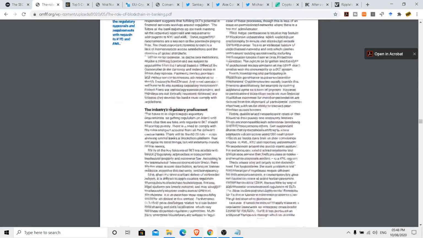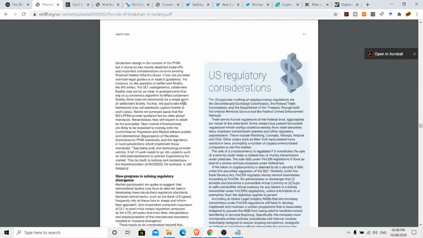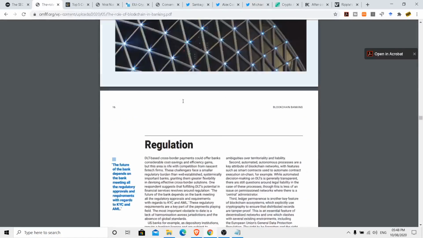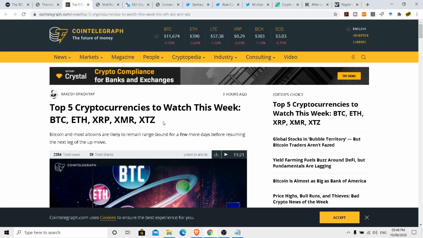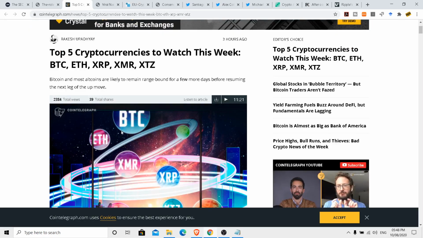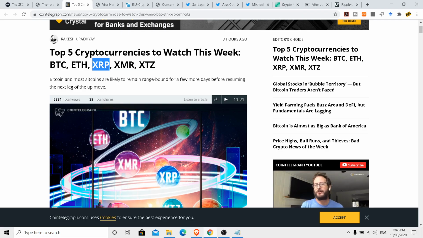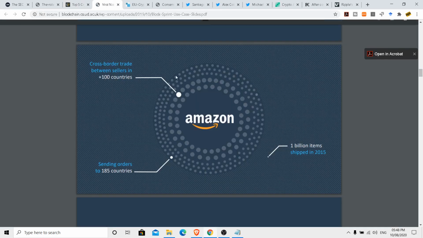Now, if you actually want to read this document further, I'll put this in the description below. The majority of the important points I have actually summarized. Now, when we jump into the other recent things which we can connect to this one, it is the top 5 cryptocurrencies to watch this week. Now, I'll say for this decade, it'll be XRP. Just short term this week, yeah, you'll have all of these. Now the price fluctuation may be different.